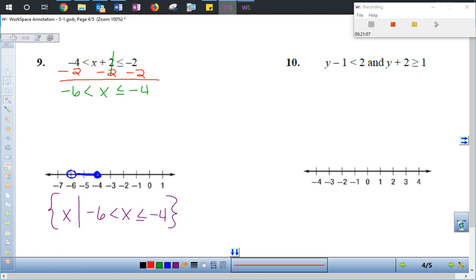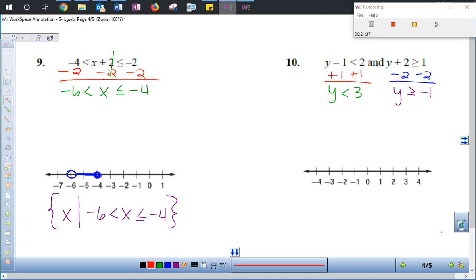Now on number 10, they did not give it to us nice and condensed. We just have to solve like normal. So we have two inequalities here that we just have to take a second and solve. So y minus 1 is less than 2. I'll add 1 to each side. And we'll be left with y is less than 3. Now over here we have y plus 2 is greater than or equal to 1. So we subtract 2 from each side. And we're left with y is greater than or equal to negative 1.